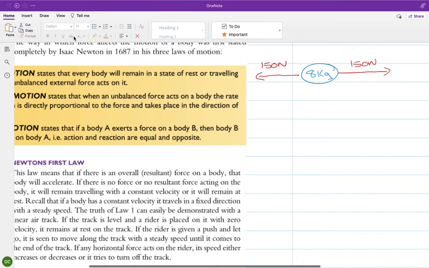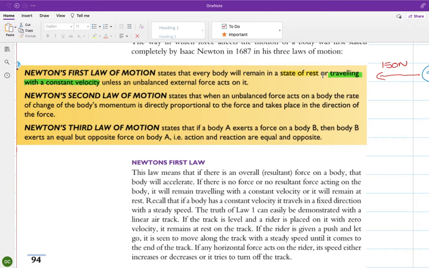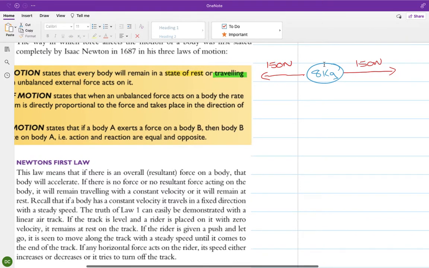Okay, so if you have a balanced force, this object will either be in a state of rest or travelling with a constant velocity. Which is exactly what I explained earlier on when I went through that question. So there are two options for this 8 kilo with the balanced force. Either the balanced force is acting on it when it's stationary, in which case it won't move, or the balanced force is acting on it when it's already moving, in which case it will keep moving, but with no acceleration, which means a constant velocity.